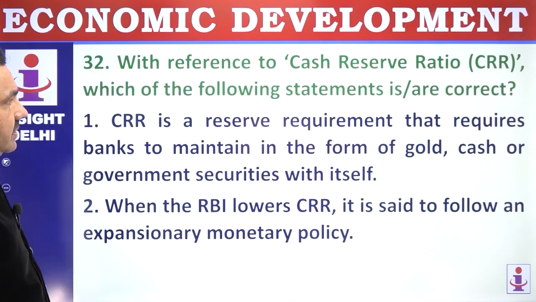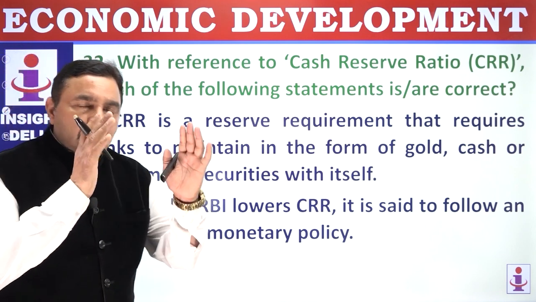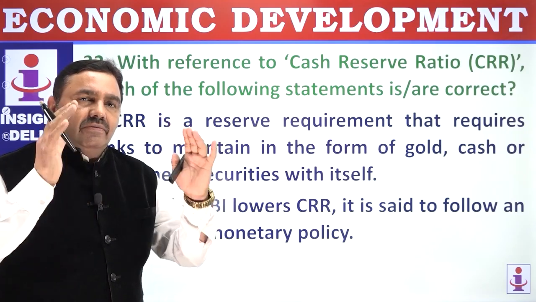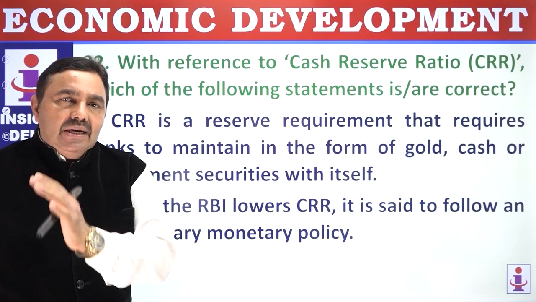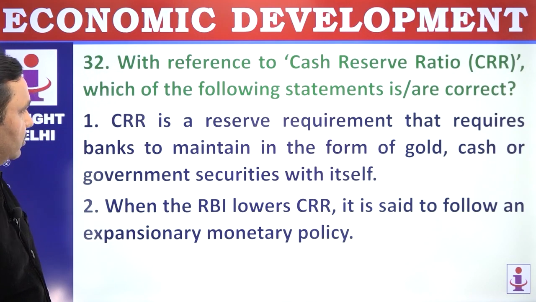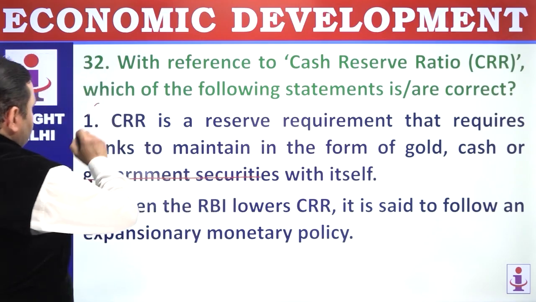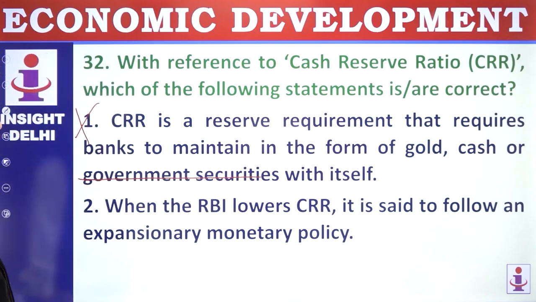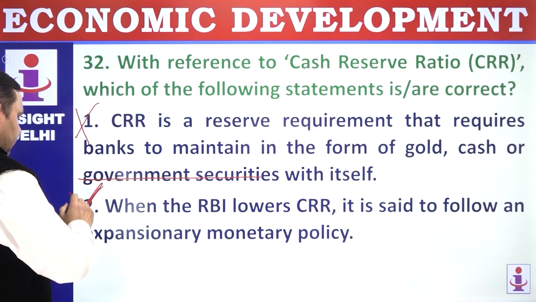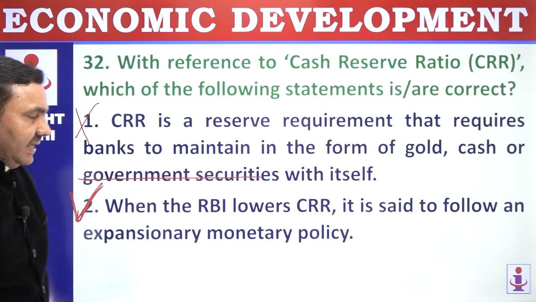32. With reference to cash reserve ratio, consider the following. Cash reserve ratio means the percentage of the total NDTL or total assets of a bank which the bank has to keep with the central bank in cash. CRR is a reserve requirement that requires banks to maintain it in the form of cash, not securities. Cash with RBI. When the RBI lowers CRR, it's said to follow an expansionary policy. Lower CRR means more money is available with the banks to give loans, so it means expansionary economic policy, or quantitative easing happens.